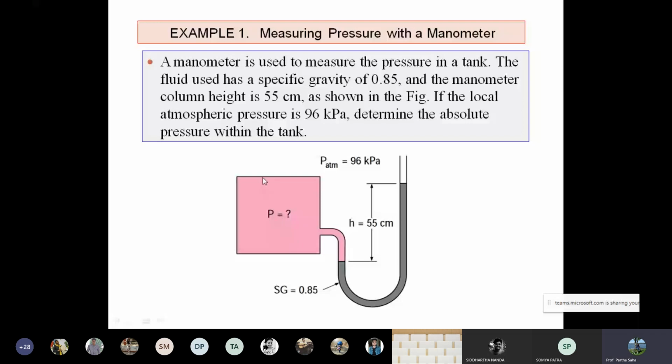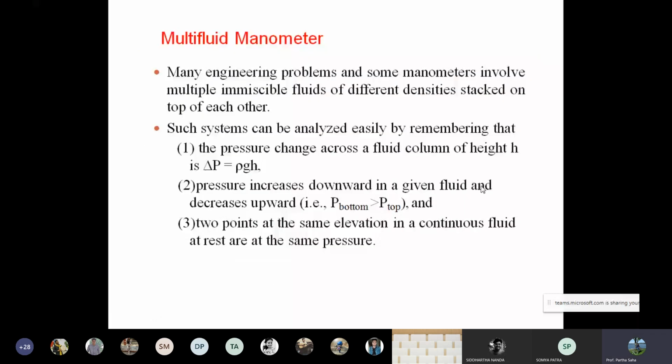Let's look into the multi-fluid manometer. Many engineering problems and some manometers involve two or three different immiscible fluids of different densities stacked on top of each other.